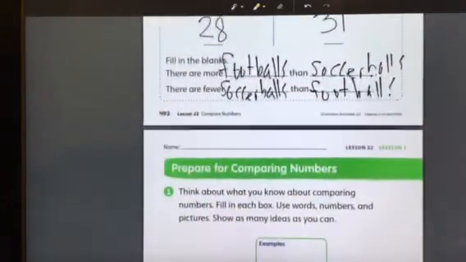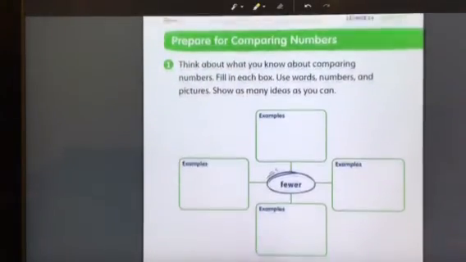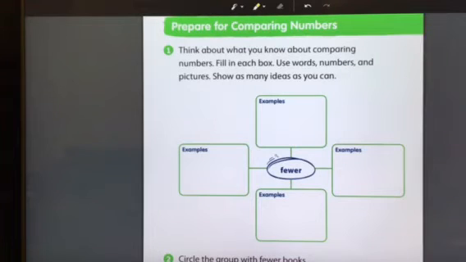Okay, then you're going to flip your page over to the other side. Number 1 says, think about what you know about comparing numbers. Fill in each box. Use words, numbers, and pictures. Show as many ideas as you can. So here you can see the word fewer. So you need to, using words, numbers, pictures, and something else, you can choose which one to do. Show what the word fewer means.